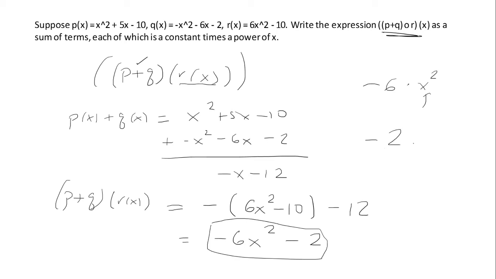And -2 is really the same thing as -2 times x to the 0. Oh, sorry. -2, you can think of it as -2 times x to the power of 0. Okay, so yeah, this is the form that we need. And that's the final answer.